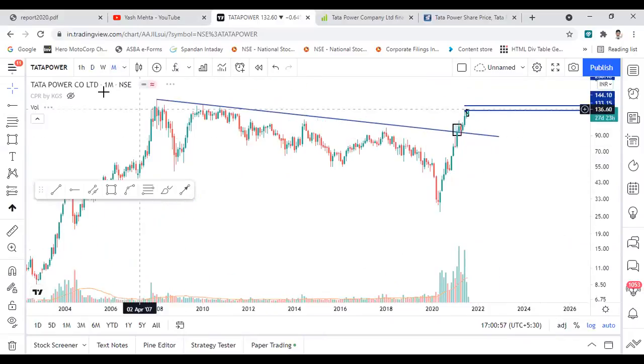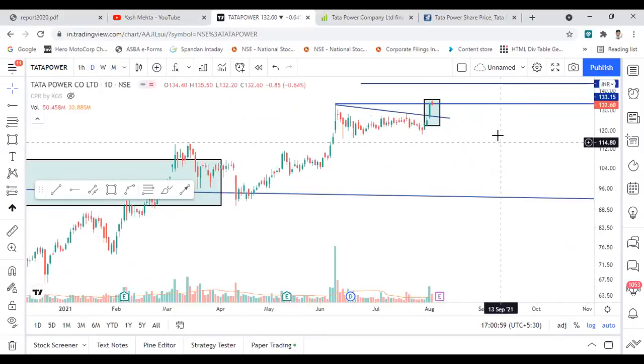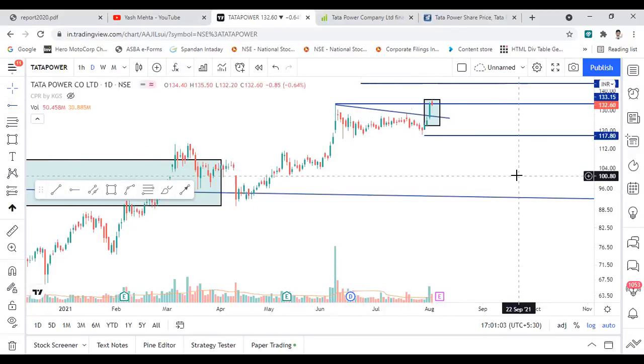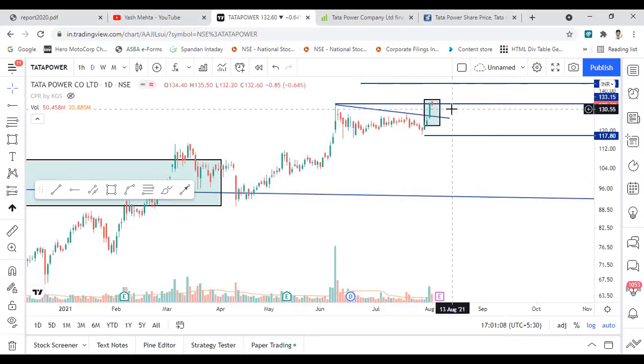The stop loss for the daily time frame chart will be around 118, this particular low level. So this will be the stop loss for the stock in the short term. And one can see higher targets also if this stock breaks and closes above 133.15 in this case. So this is all about Tata Power.